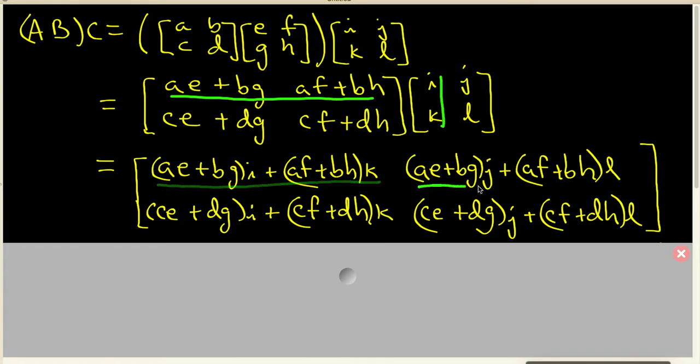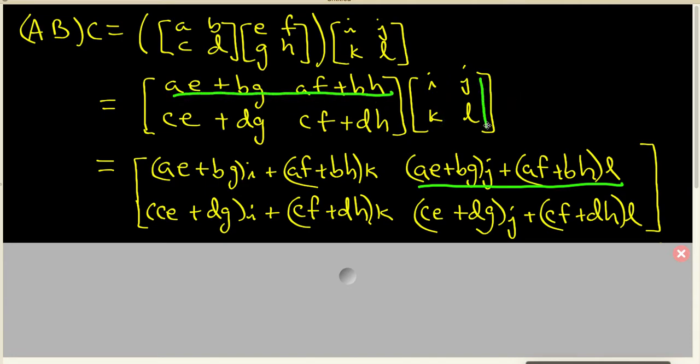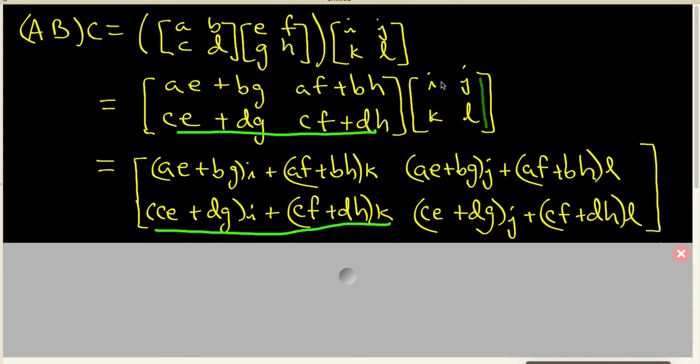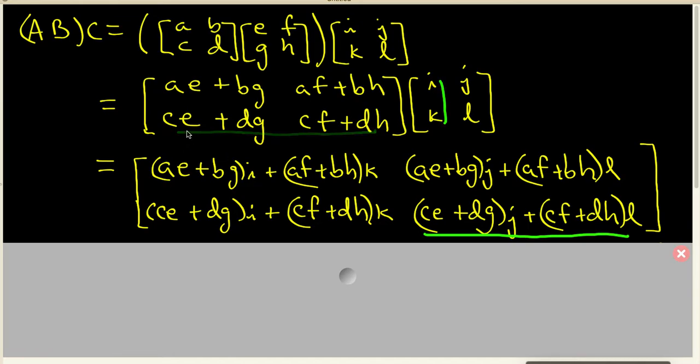And likewise, this particular entry is the first row dotted with the second column of the second matrix. And here, this entry is the second row of the first matrix dotted with the first column of the second matrix. And finally, this 2, 2 entry is the second row of the first matrix dotted with the second column of the second matrix.